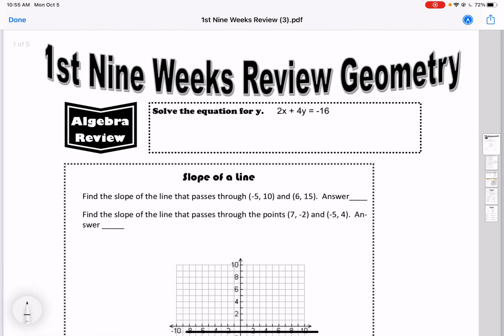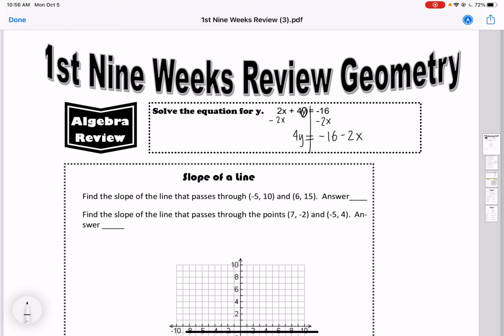So here we want to solve for y. What we're trying to do is get y by itself. So I'm going to subtract this 2x. The reason why I'm subtracting the 2x is because I want to get it to the right side. But if I subtract my 2x, I can't necessarily subtract it from the 16, so I'm just going to keep it over there. So I'm left with, on the left-hand side, 4y equals negative 16 minus 2x.